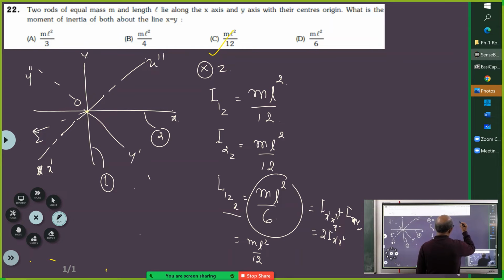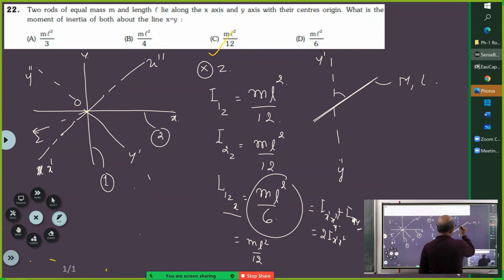Okay, fine. Now let me do it like this. So now assume that you have got a rod of mass m and length l. Now I want you to find the moment of inertia. So this is a y dash.